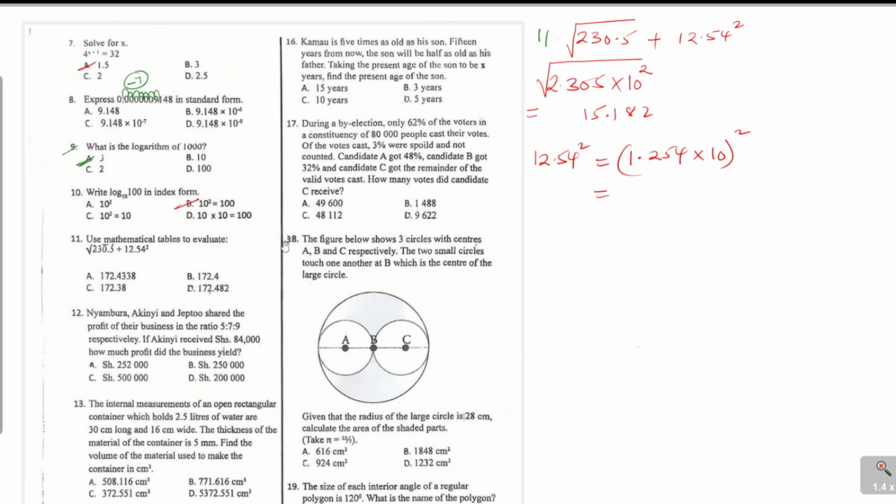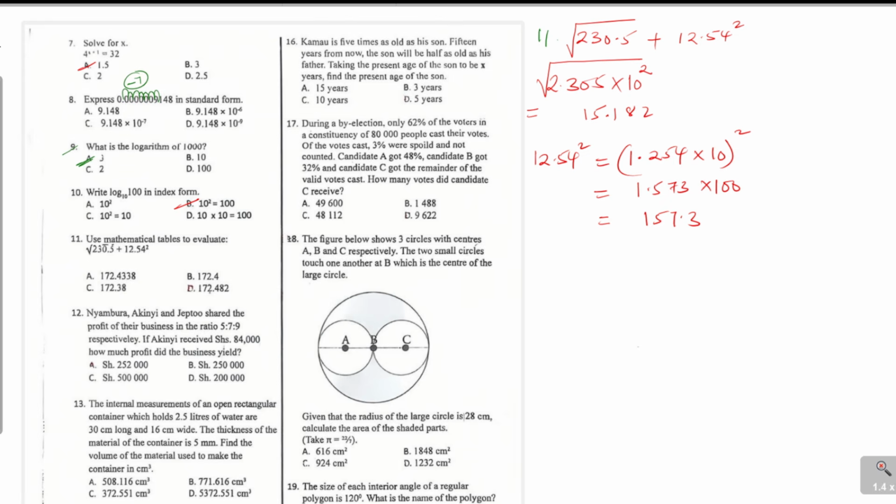So now for this one, we have already established that the square of 1.254 will be 1.573. Then the square of 10 is 100. 10 times 10, 100. So when you multiply this by 100, you get 157.3. That is how you get it.